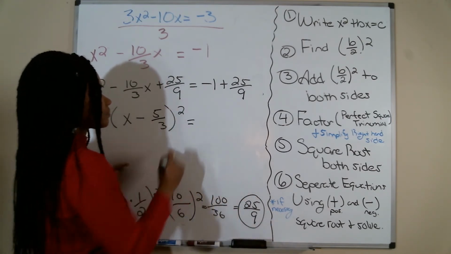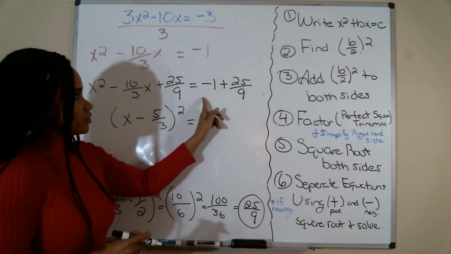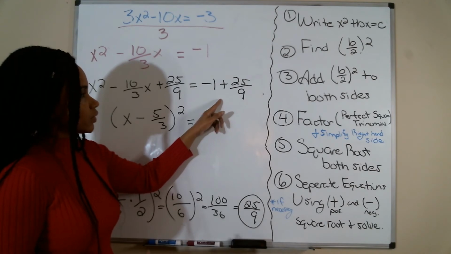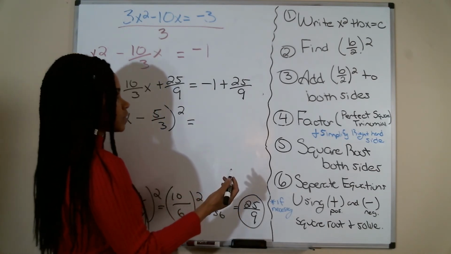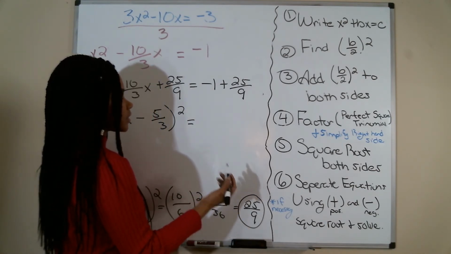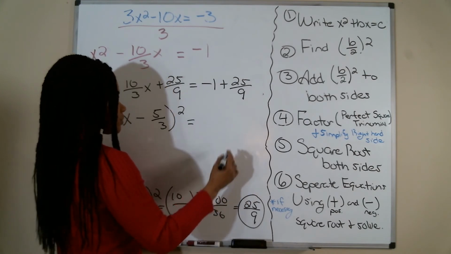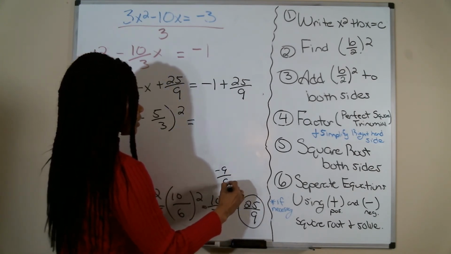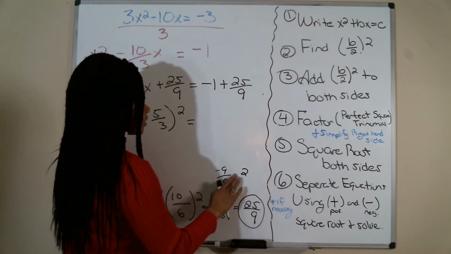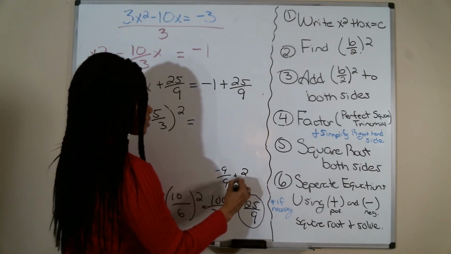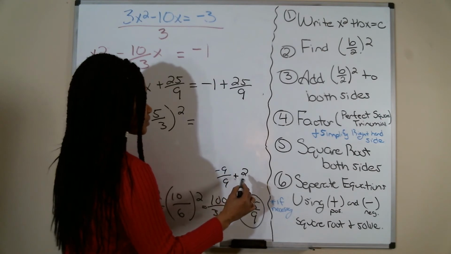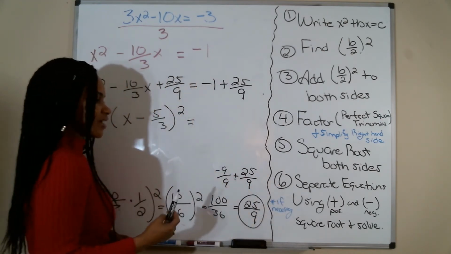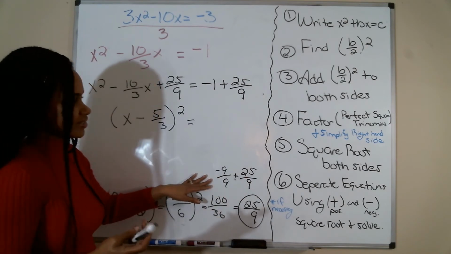All right, so now I want to add these two. Negative 1 plus 25 over 9. So the least common denominator is 9, so that's going to be negative 9 over 9, right, plus 25 over 9. Taking us back to elementary school, with these fractions, find the least common denominator, right?